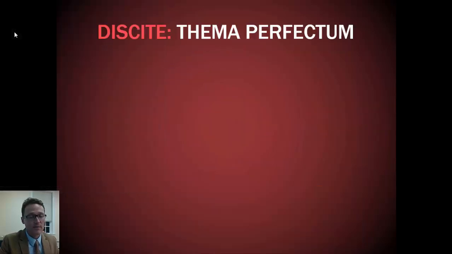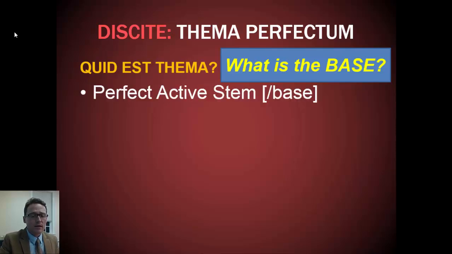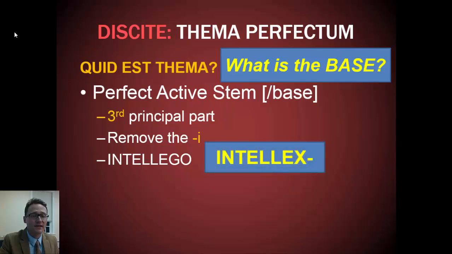Discite, the thema perfectum, the perfect active stem. Quid est thema? What is the base? What is the stem? To find the perfect active stem, we go to the third principal part and we drop the I. So, for the verb intelligo, intellegere, intellexi, intellectum, we go to that third principal part, we drop the I, and that leaves us with intellex.